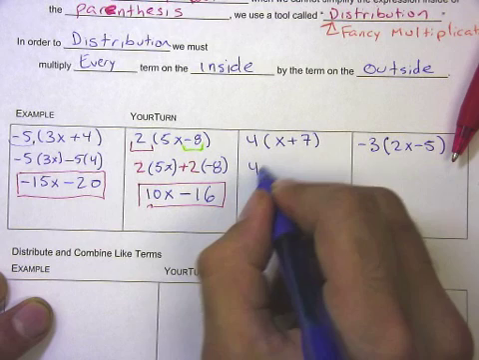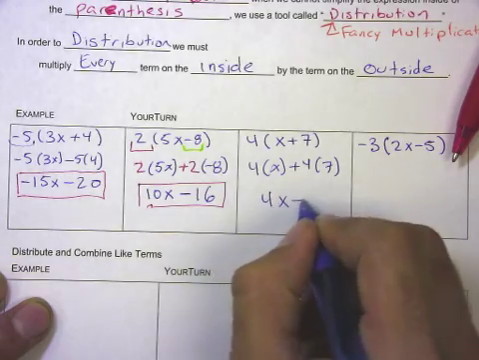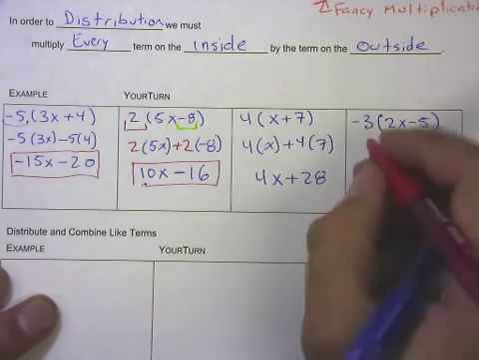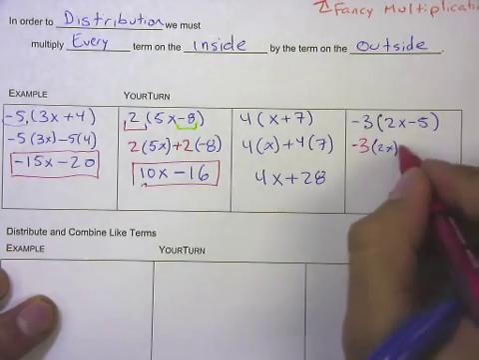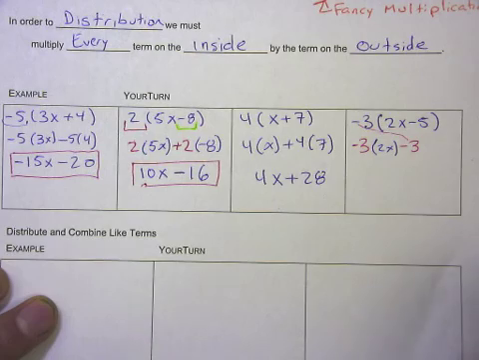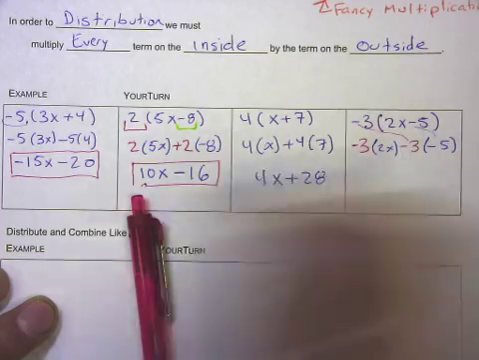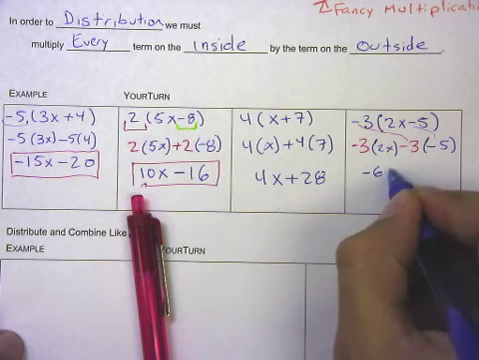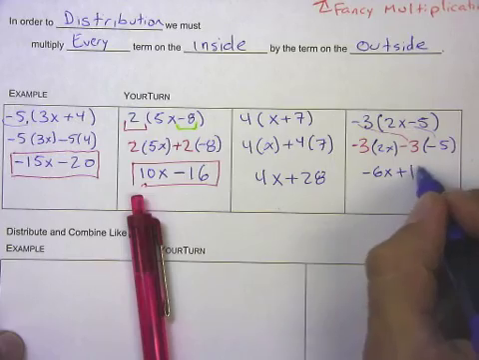The next one, we just have 4 times x plus 4 times 7 makes 4x plus 28. On this last one, we have to be very careful about our signs. We've got a negative 3 times a positive 2x, and then a negative 3, this negative coming from the 3, times a negative 5. This negative is coming from the minus 5 up above. So what we have then is negative 3 times 2x is negative 6x, and negative 3 times negative 5 is positive, right? A negative times a negative makes positive 15.